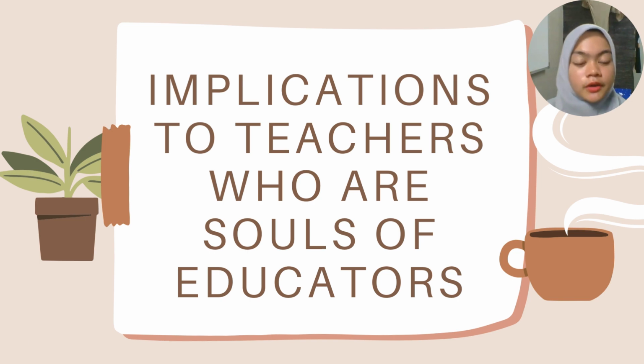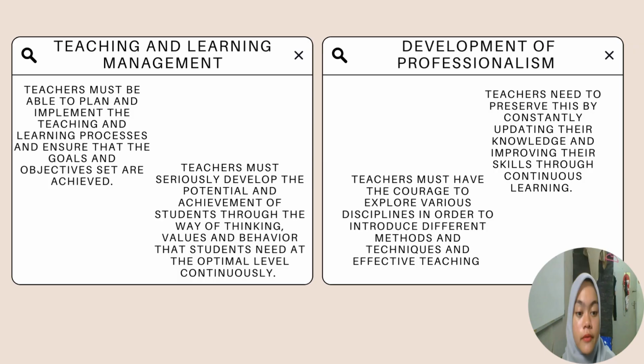So right now, let's talk about the implications for teachers, who are the souls of educators. The implications for teachers, there are four in total. All right. The first implication talks about teaching and learning management, where teachers must seriously develop the potential and achievement of students through the way of thinking, values, and behavior that students need, at an optimal level continuously.